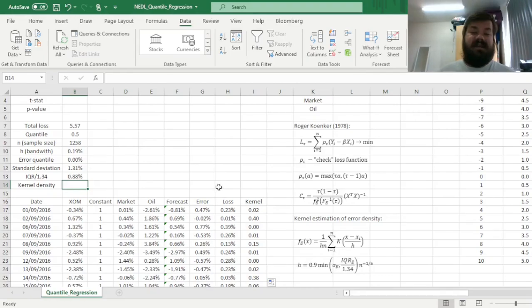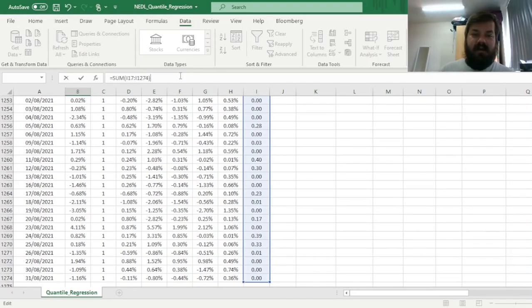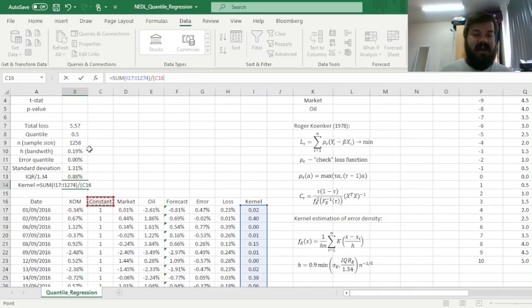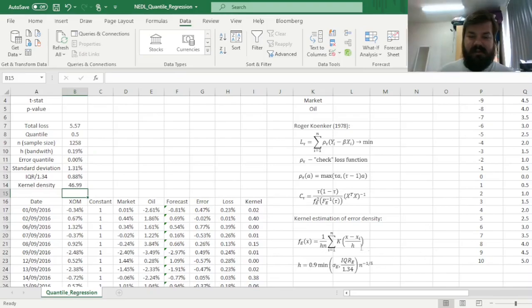evaluate it at 0 by just summing all of those observations and then adjusting by the sample size and the bandwidth. That involves just dividing by n times the bandwidth, as per this particular formula. And we get our kernel density at approximately 47.